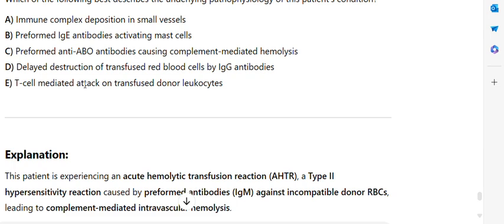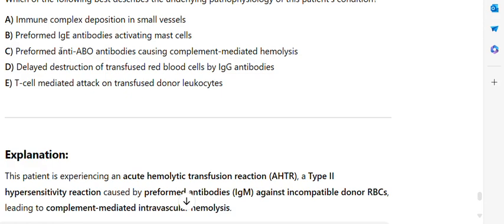A. Immune complex deposition in small vessels. B. Preformed IgE antibodies activating mast cells. C. Preformed anti-ABO antibodies causing complement-mediated hemolysis. D. Delayed destruction of transfused red blood cells by IgG antibodies. E. T-cell-mediated attack on transfused donor leukocytes.